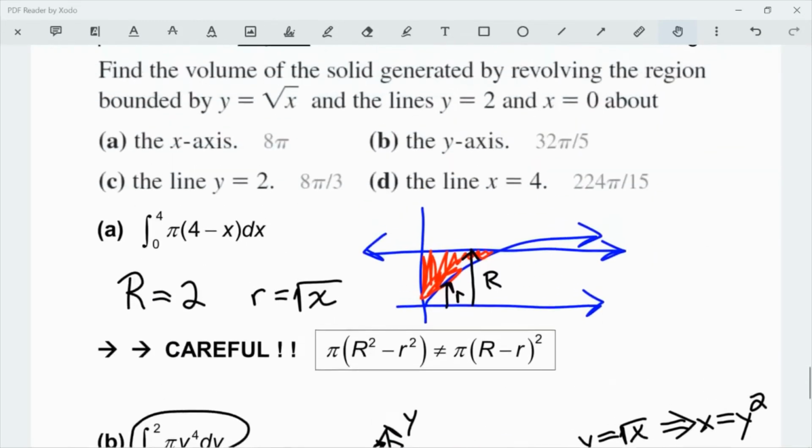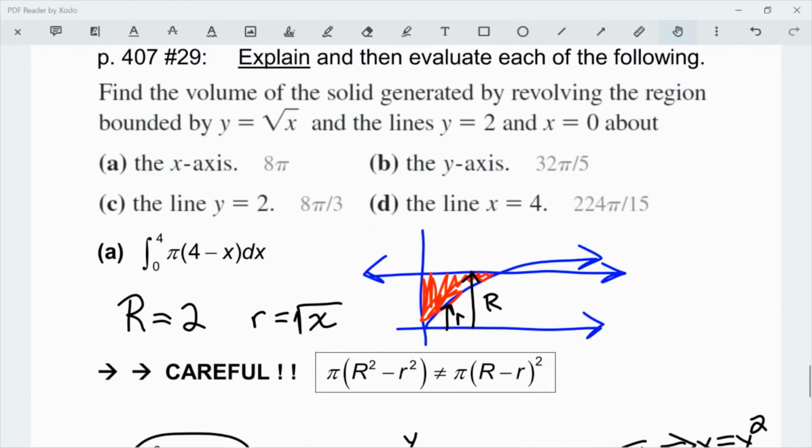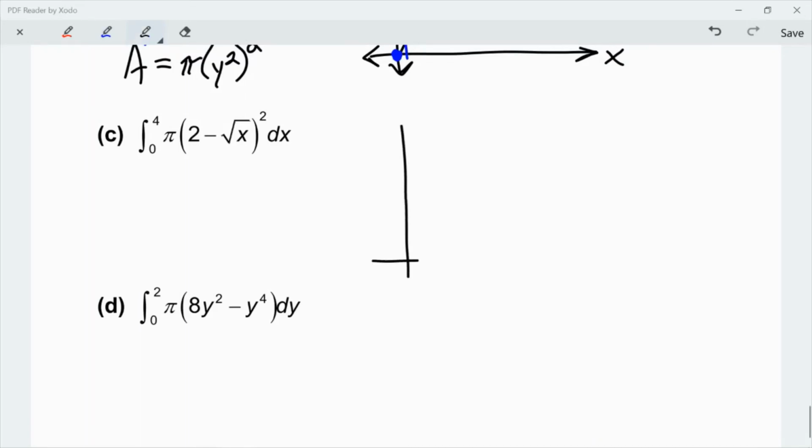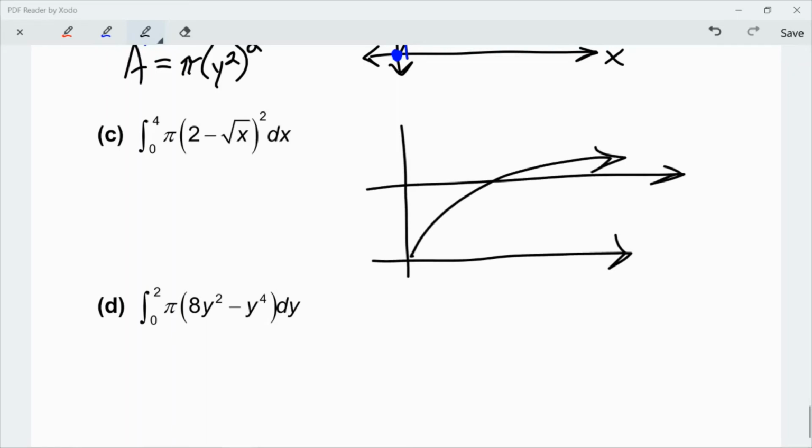For part C, it says, let's revolve around the line y is equal to 2. Okay, so that's a horizontal line again. So let's take a look at that one more time. I'm going to draw this again. So I've got my square root function. I've got y is equal to 2. This is y equals square root of x.